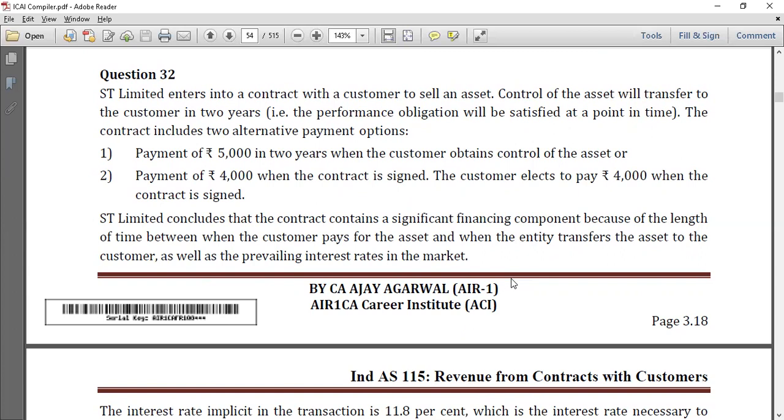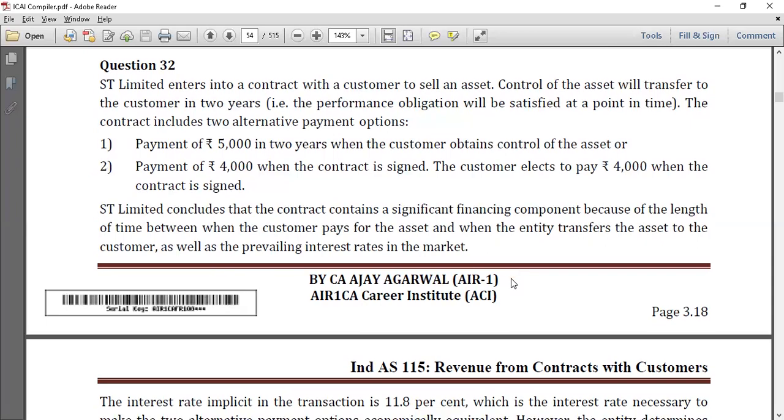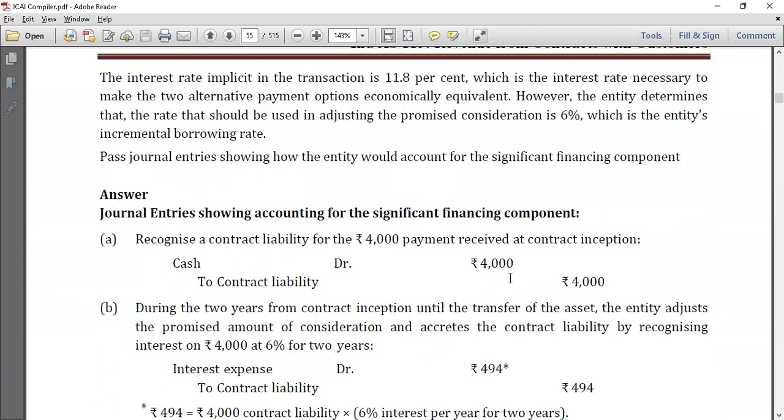So what the question says is the implicit interest rate in the contract is 11.8%. Whatever the implicit interest rate is, it is the interest rate that is necessary to make the two alternative payment options economically equivalent. Like if you take 4,000 and apply 11.8% for 2 years, you'll get 5,000. It is making the time value of money economically equivalent.